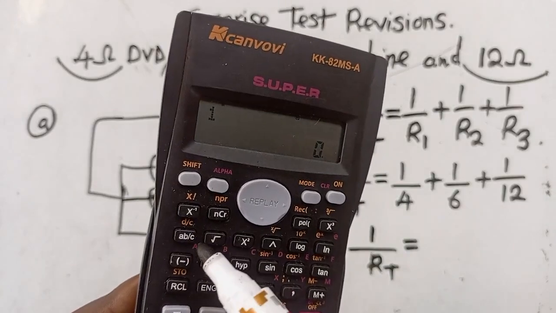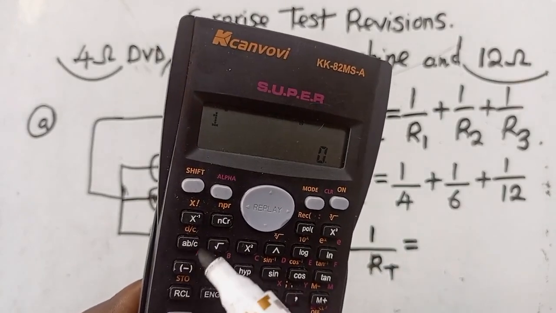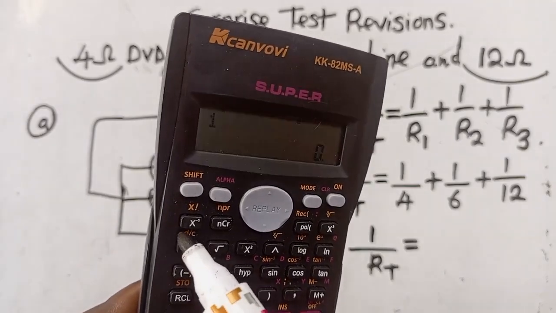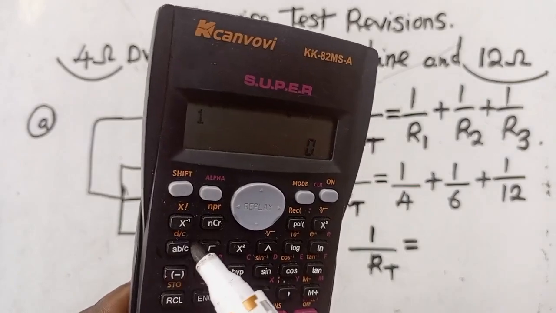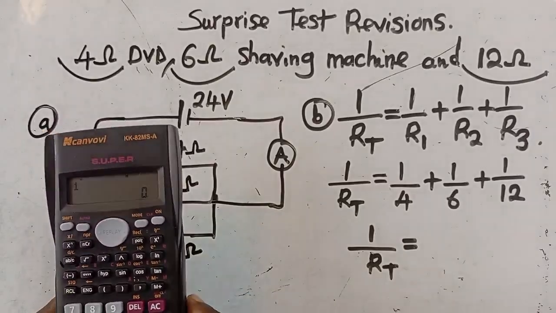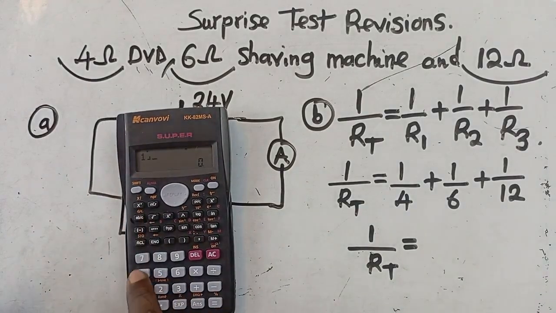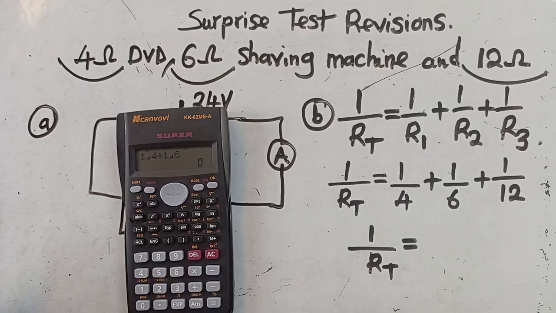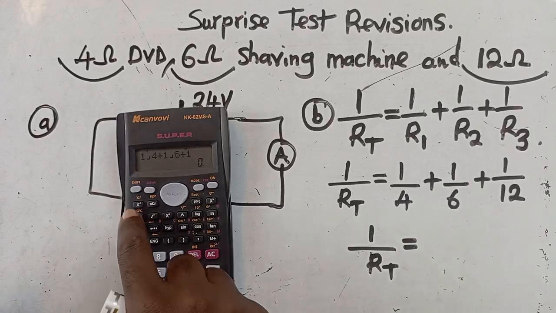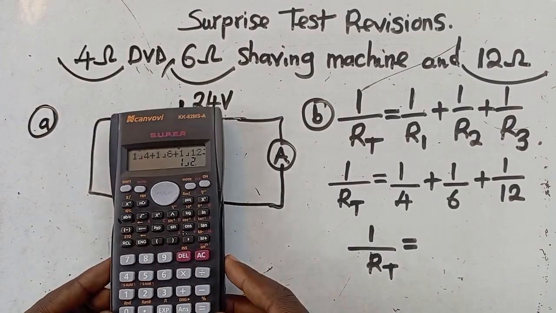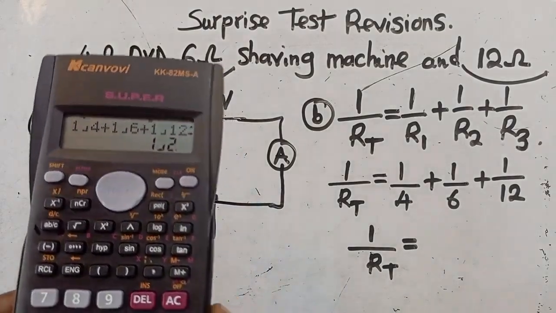A, B slash C. Every calculator needs to have that. So that is a over. This one, have you seen? It is here. This is a over. So what I'm going to do, I say 1 over 4 plus 1 over 6 plus 1 over 12. What is the answer? The answer is 1 over 2. Have you seen? I'm getting 1 over 2.